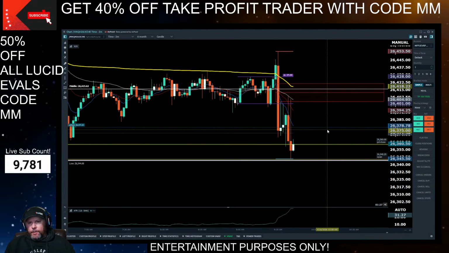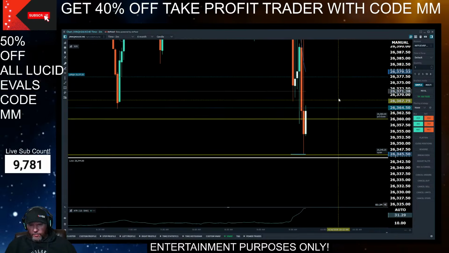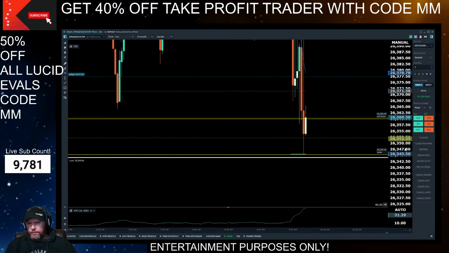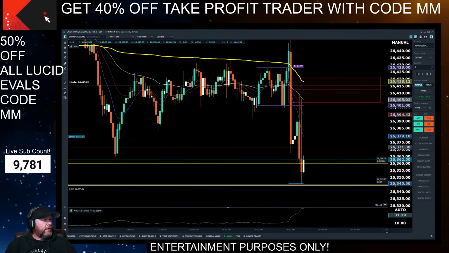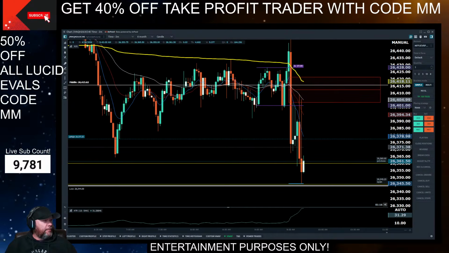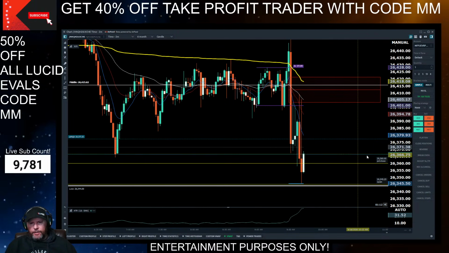There we go. So no gap fill there quite. Well, I can't tell. Yeah, didn't quite get it. No gap fill yet. Where is the gap on ES? Gap down at 57.75, by the way, guys. Still got a ways to go for the gap on the ES.